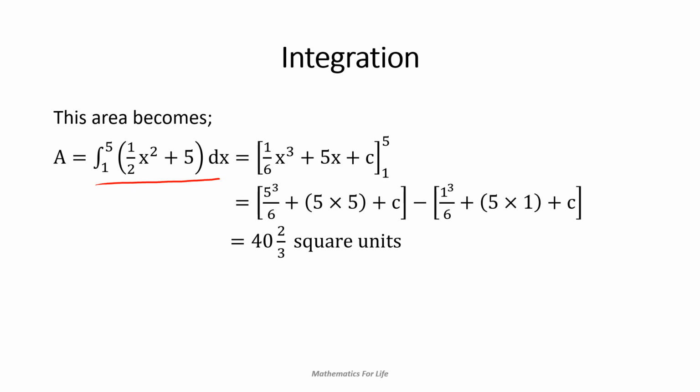And then we evaluate this particular integral for the limits x = 1 and x = 5, where 5 is the upper limit and 1 is the lower limit. So evaluating for the upper limit, we will get 5³/6 + 5 × 5 plus the arbitrary constant c, and then we subtract the evaluation for the lower limit, which will give us 1³/6 + 5 × 1 plus the arbitrary constant c, and that will result to 40⅔ square units. The answer 40⅔ square units is the exact area bounded by the curve y = ½x² + 5, for the limits of x = 1 and x = 5.